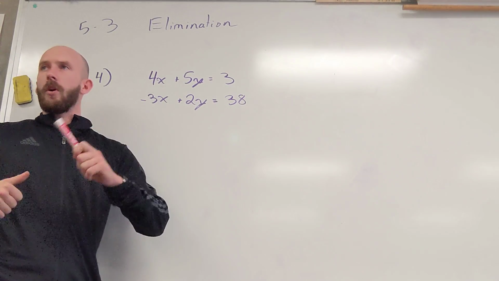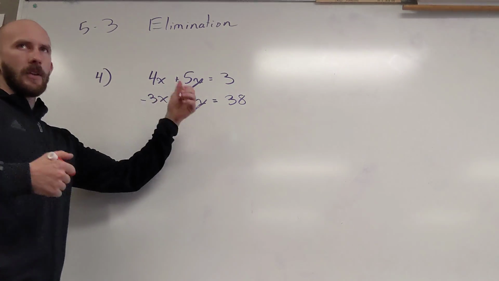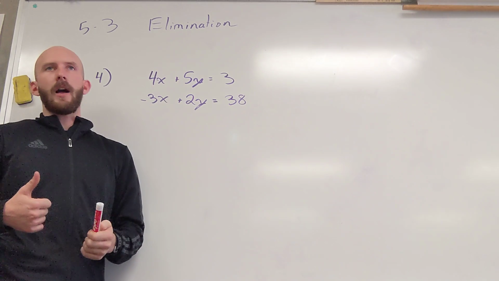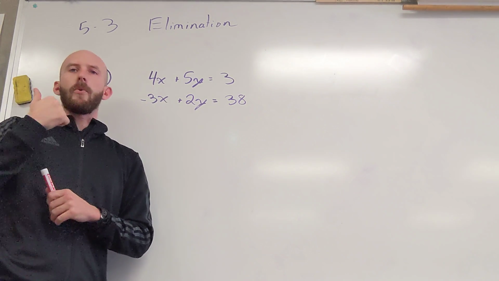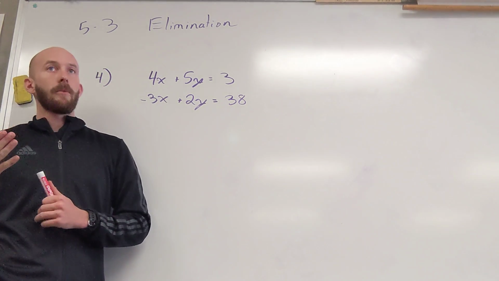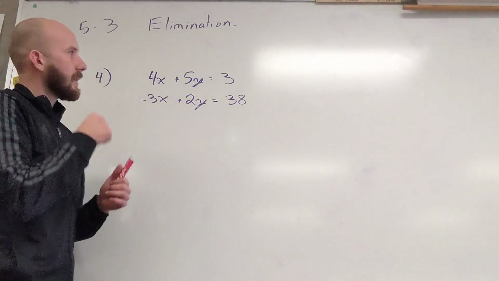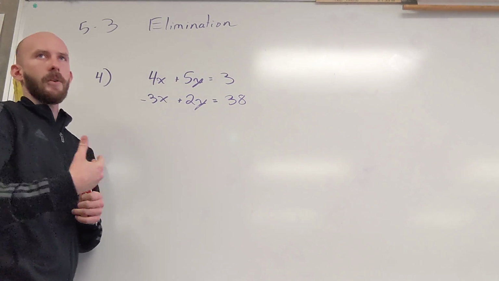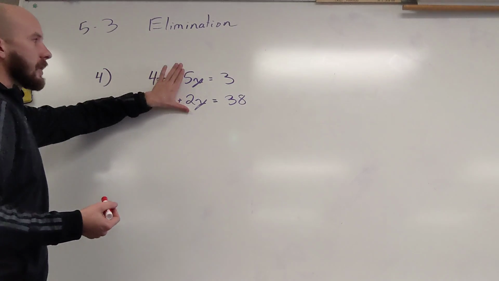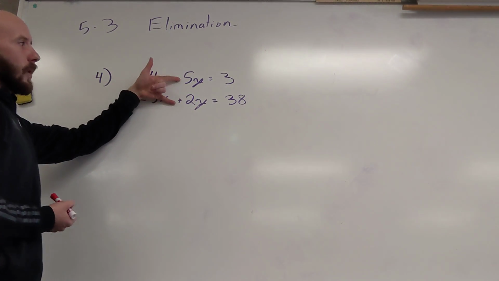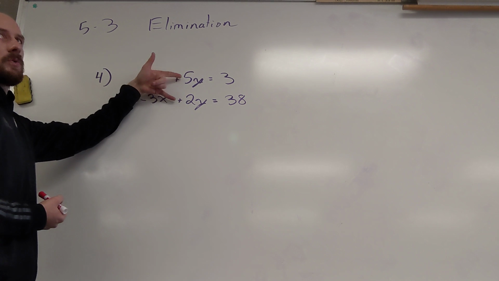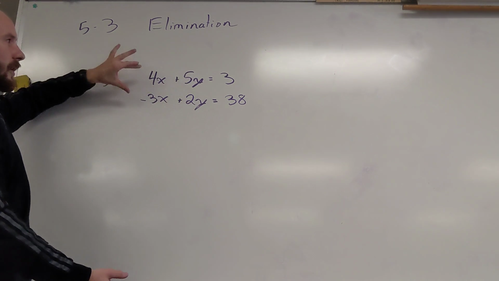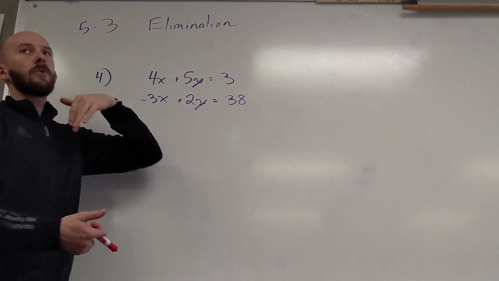What you have to do on a problem like this, if you don't have something to where you can already add or subtract, you can multiply one or both of the equations by a number to make that happen. So you're basically looking for the least common multiple. And you can pick. I could do it for the y's. If I look at the y's, these will both go into 10, right? Okay. If I look at these, they will both go into 12.